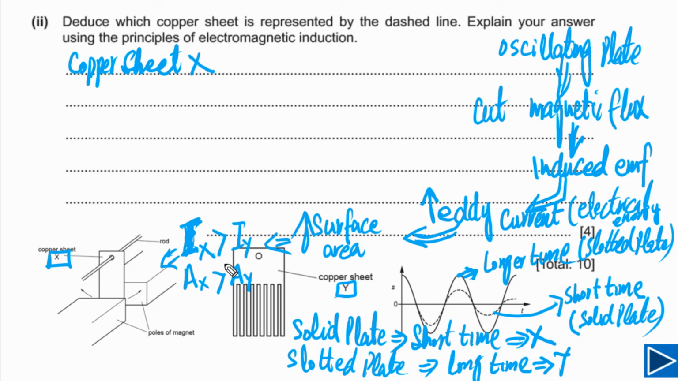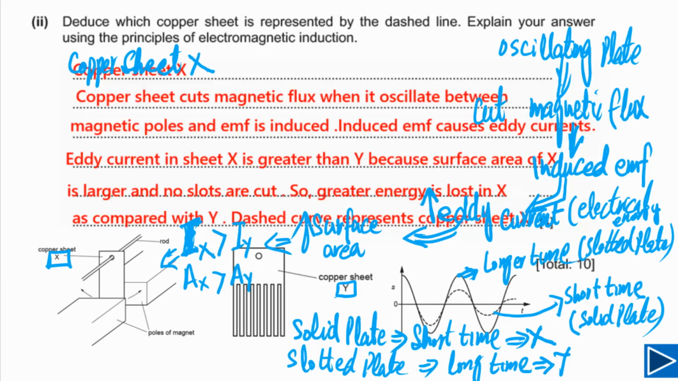And that's all we need to write down for this question. Let me show you how you can write down the answer. This is how you can write your answer. First thing, you can say copper sheet X, as we have already written. You will get 1 mark for this one.